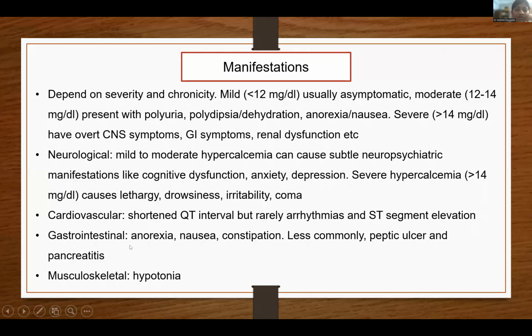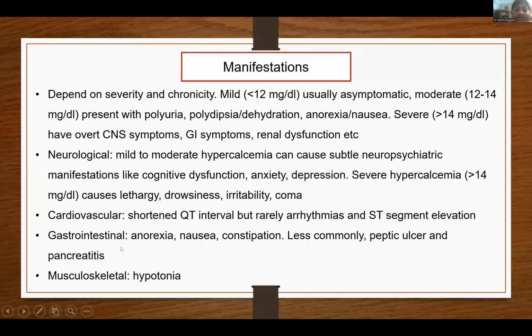Gastrointestinal symptoms are very non-specific to begin with, like anorexia, nausea, and constipation. But when the serum calcium level exceeds 14 mg per dl, it can give rise to peptic ulcer and pancreatitis, because calcium, we know, helps in activation of gastrin and a whole lot of pancreatic enzymes, which will get activated and can result in peptic ulcer and pancreatitis.